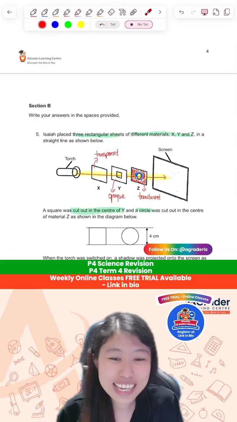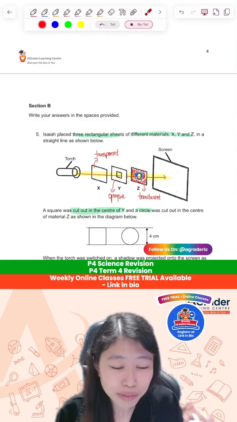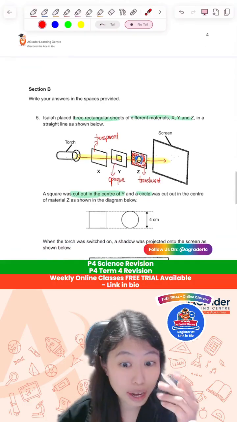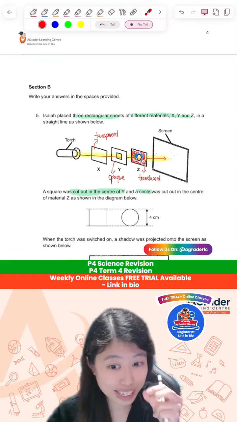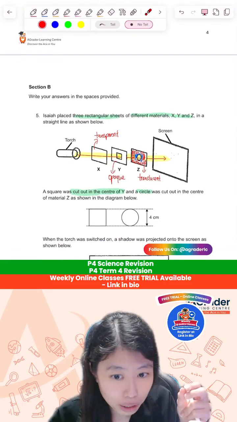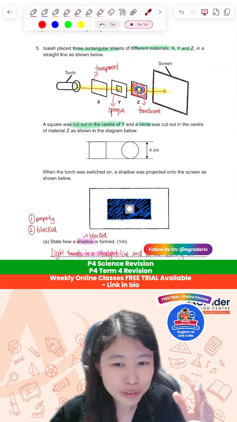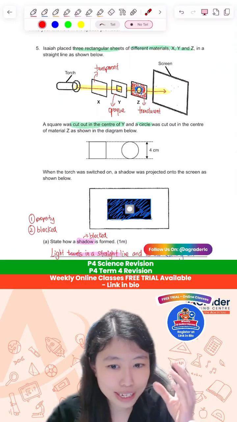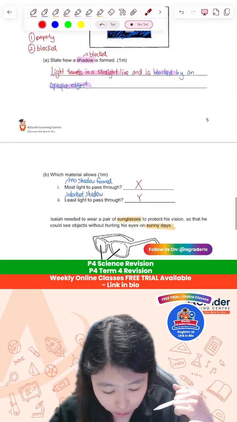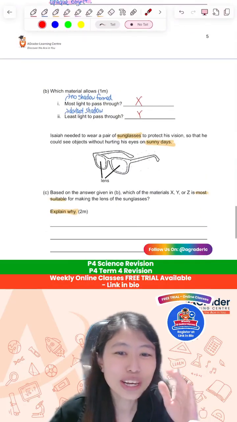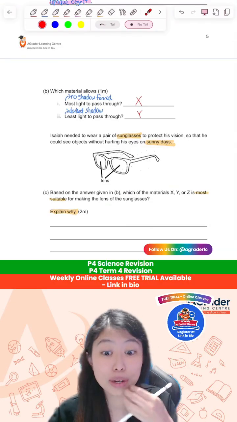Yes, take note. Sunglasses, right? You still want to see through? Correct. You want to see a little bit. If not, you're going to trip and fall. Imagine you're running and enjoying yourself on the beach, then you wear sunglasses that are entirely opaque, then you fall into the seawater. So you don't want that to happen. You still want to see a little bit, right?